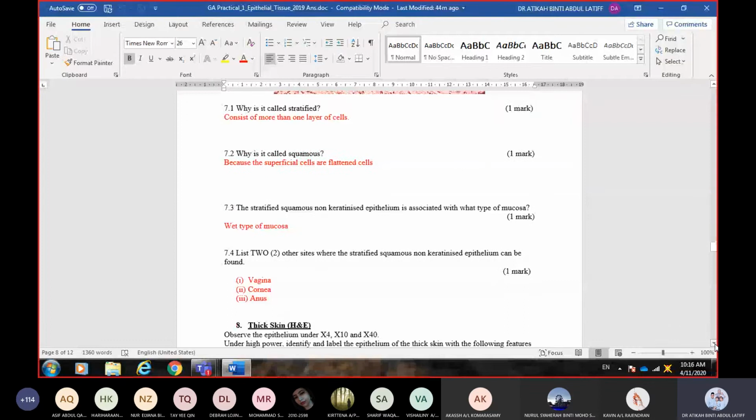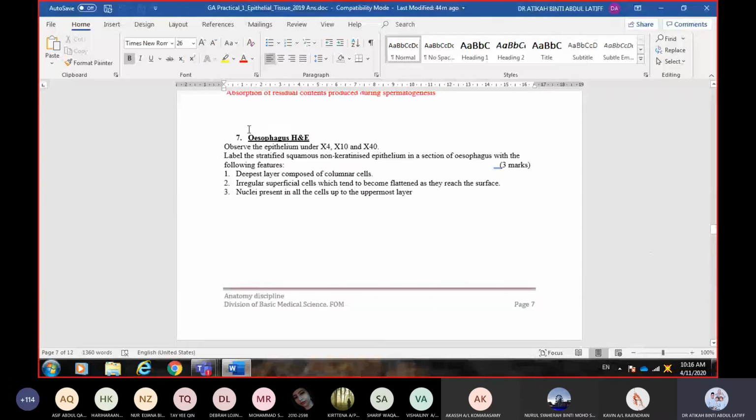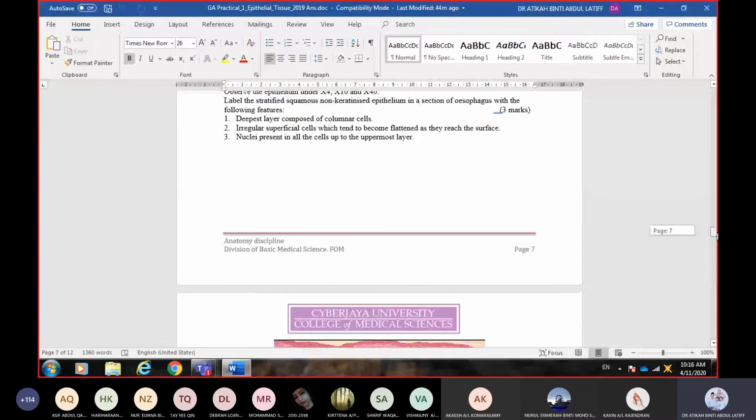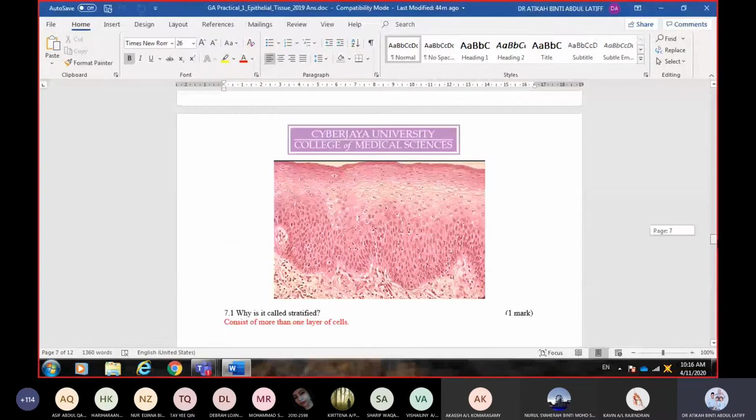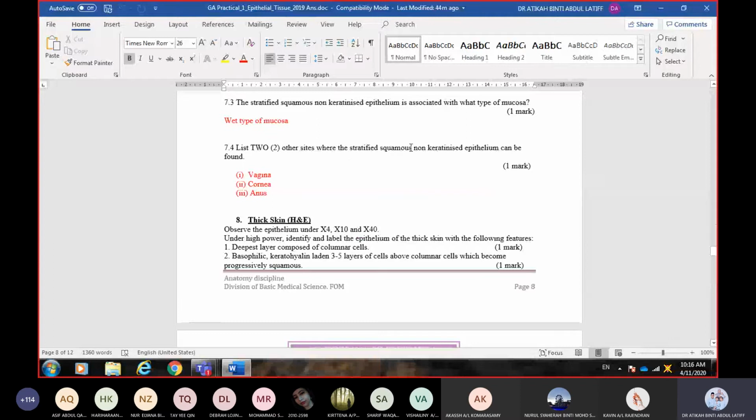Usually we find this type of epithelium in wet type of mucosal lining. So for example here, this is a section of your esophagus, which is a wet type of lining. Two other sites where we can find stratified squamous non-keratinized epithelium are the vagina, cornea, and anus.